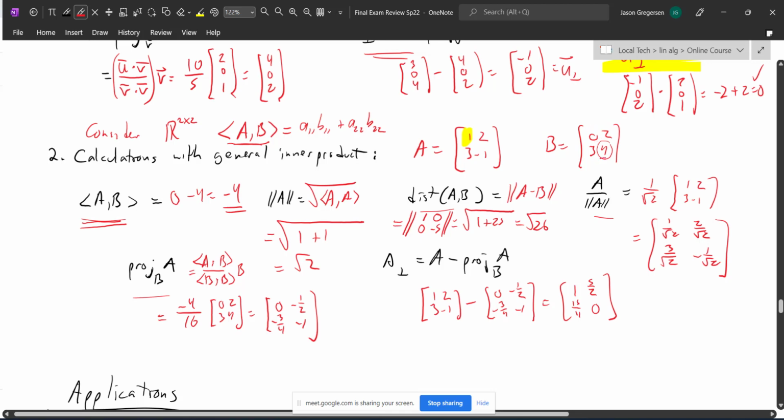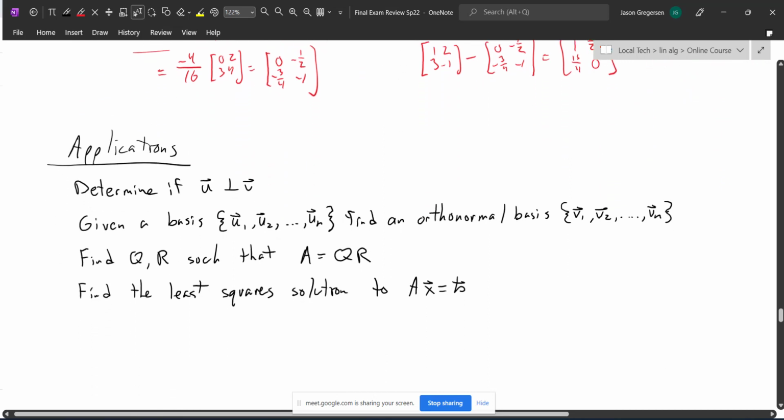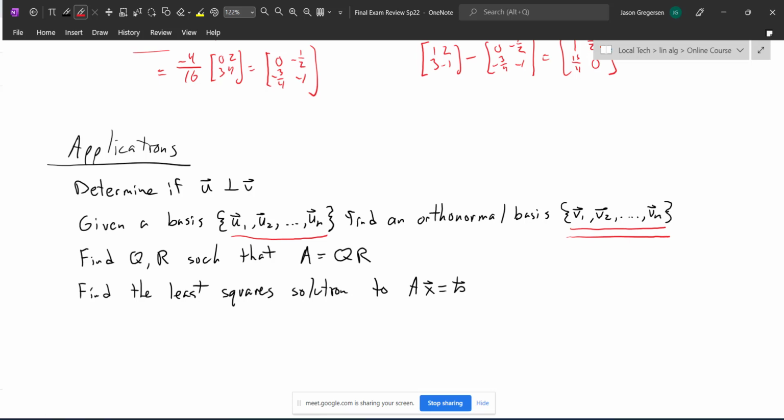All right. Next, we're going to get into a couple applications of dot product and projection. And we have these core applications. One, to determine if vectors are perpendicular. If we check the dot product and see if it's equal to 0, that's a very important application in itself. But our next application is, given some basis, we might want to use it to find an orthonormal basis. An orthonormal basis is much easier to work with than a traditional basis. So sometimes we want to create one.